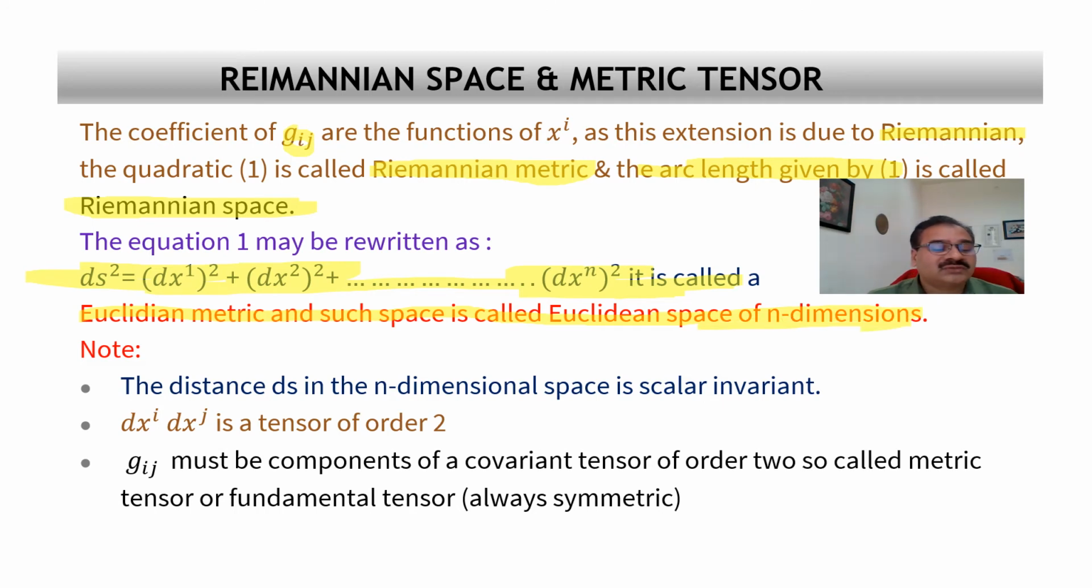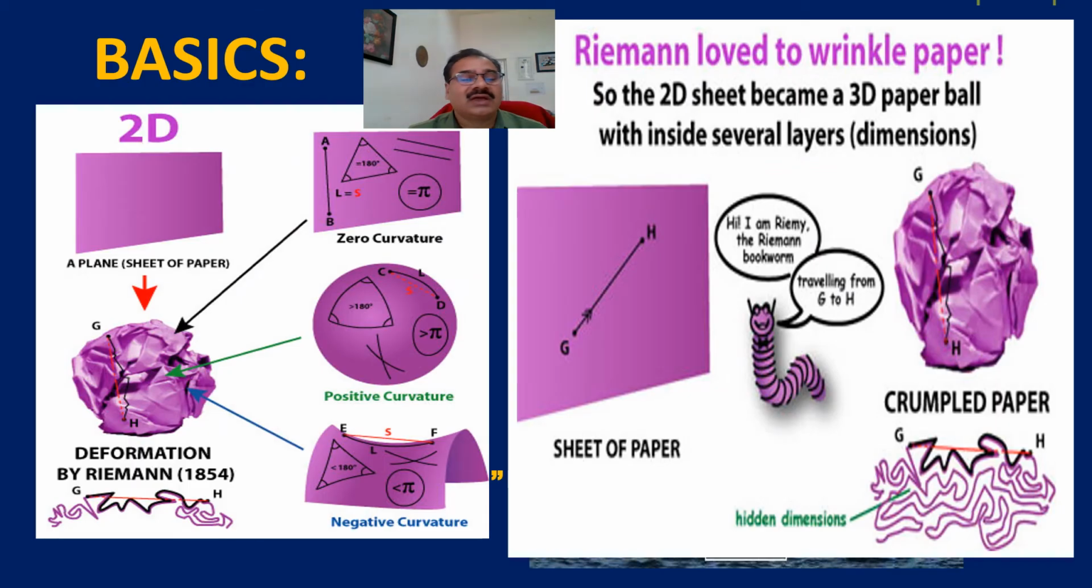Now, some points we have to remember. The distance ds in the n-dimensional space is a scalar invariant. Mind this. And dx_i dx_j is a tensor of order 2, of course you know this. g_ij must be the components of a covariant tensor of order 2, so it is also called the fundamental tensor. And the beauty of this tensor is that it is always symmetric. So this is about Riemannian space and the Riemannian metric.